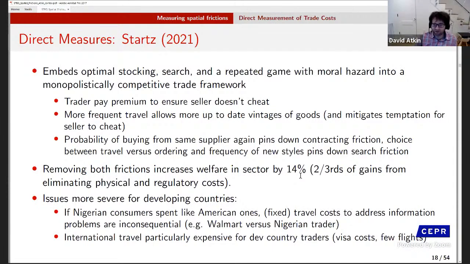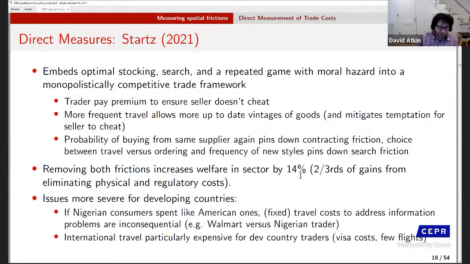And intuitively, what's going to pin down how large the contracting friction is relative to the search friction is the probability of me buying from the same supplier again, which tells us how important this contracting friction is. It's that continued relationship which is allowing us to solve this contracting friction problem by having a repeated game. Meanwhile, the choice of whether you travel versus order is pinning down the search friction. I can keep on ordering from you to solve that repeated game, but traveling versus ordering remotely, that's what's pinning down how important the search is for me.